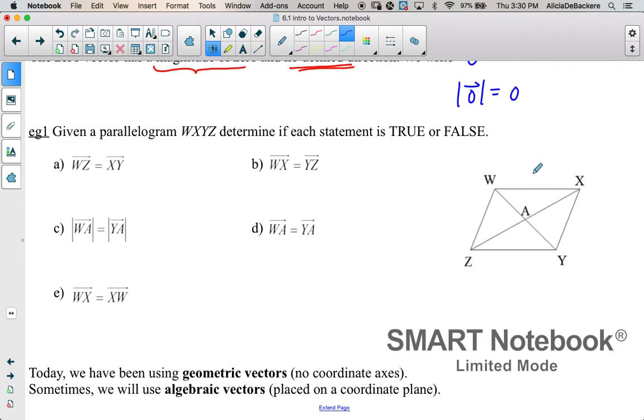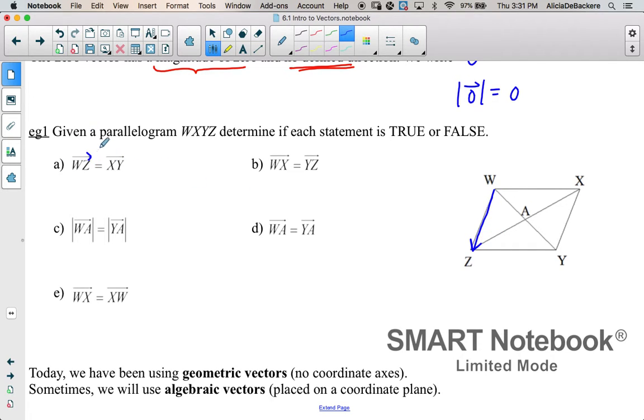All right, in this question here, we're given a parallelogram. We want to determine if each statement here is true or false. So I'm going to draw on this diagram multiple times and erase it as I go. So the first question is asking about going from W to Z. So the arrowhead is above the Z. So I'm starting at W for my tail, and I'm drawing the head at Z.